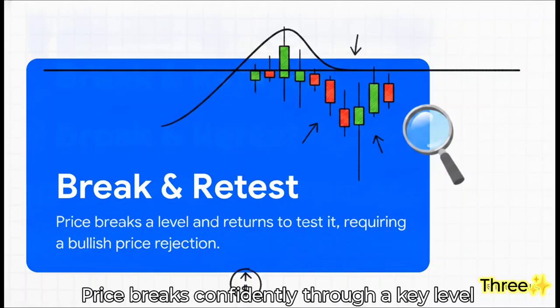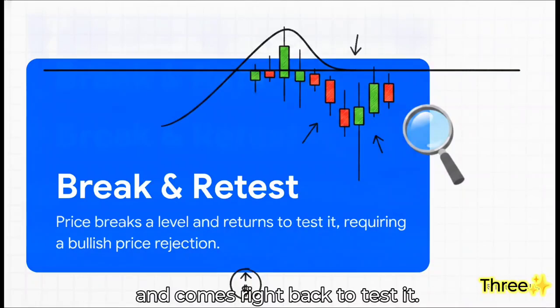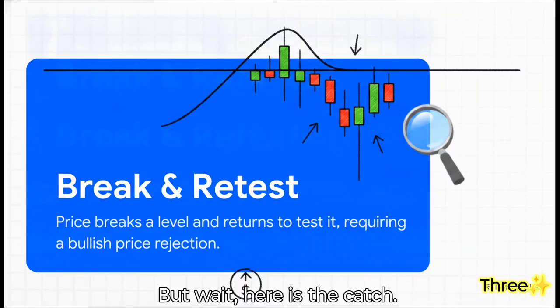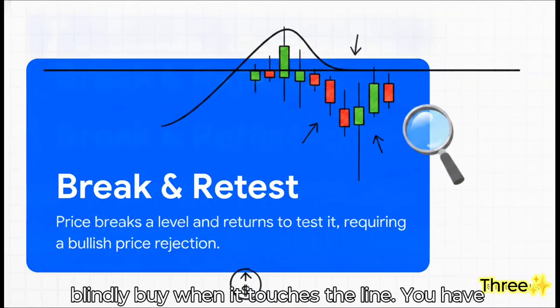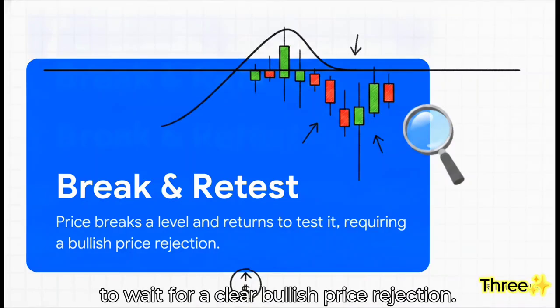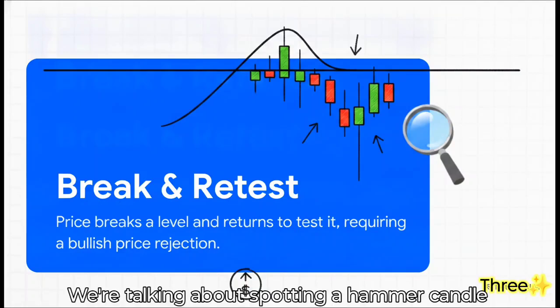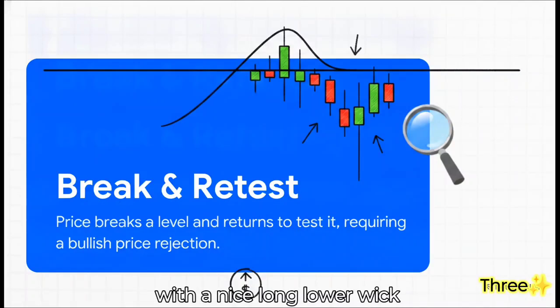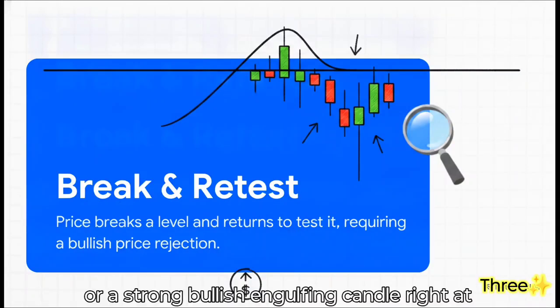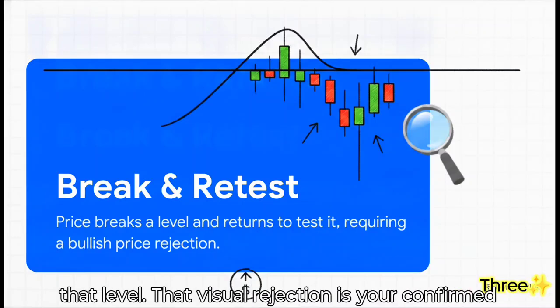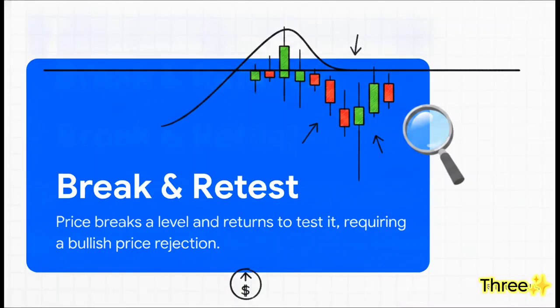First, the break and retest. Price breaks confidently through a key level and comes right back to test it. But wait, here is the catch. You cannot just blindly buy when it touches the line. You have to wait for a clear bullish price rejection. We're talking about spotting a hammer candle with a nice long lower wick or a strong bullish engulfing candle right at that level. That visual rejection is your confirmed trigger.